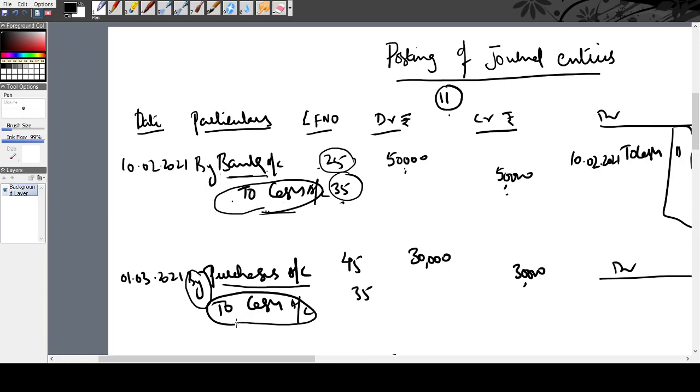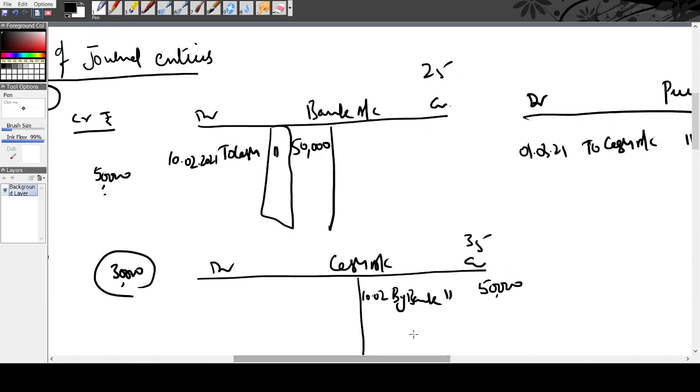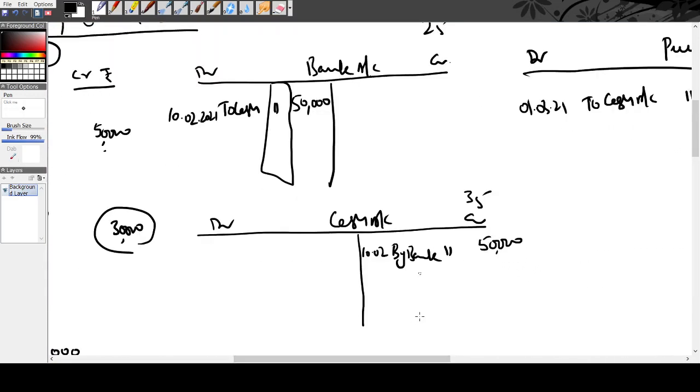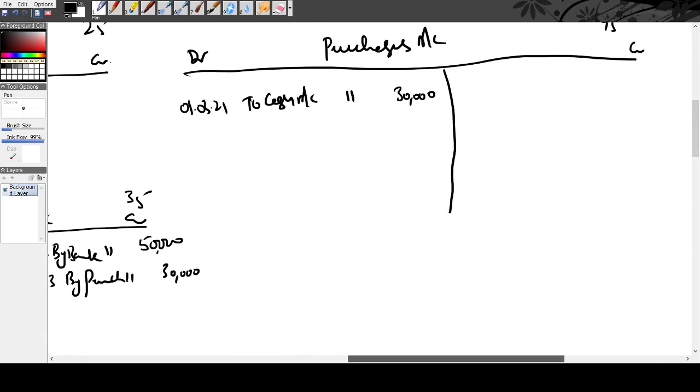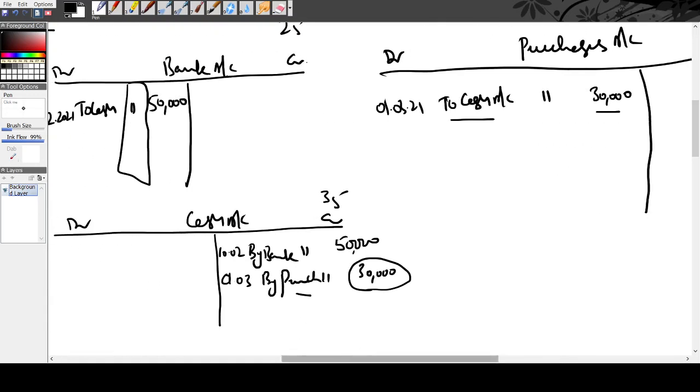Now I come to the second credit aspect. Cash account has to be credited with 30,000. I already have the cash account. I'm not going to open a new account every time. So I go to the cash account. I'll write here 1st March by purchases, page number 11, 30,000. So this is how I'm going to record it in the cash account. So I've debited purchases and written to cash here. In cash account I've credited 30,000 and I've written by purchases.